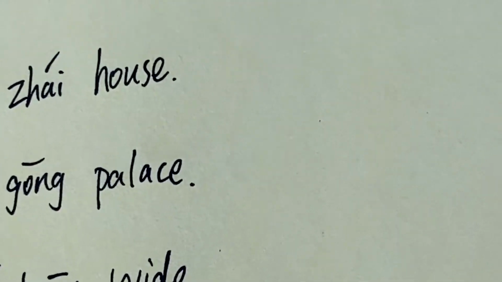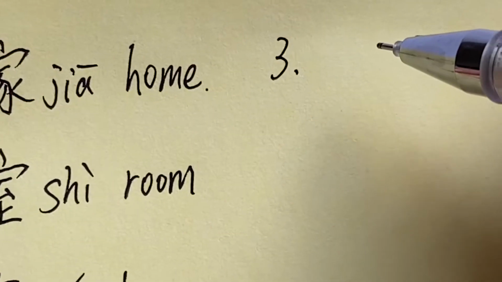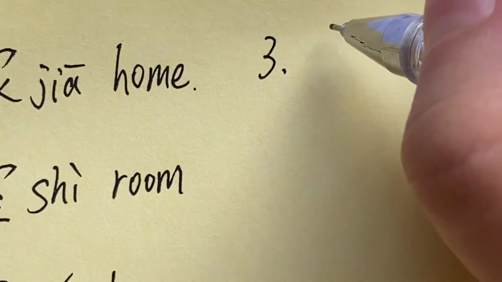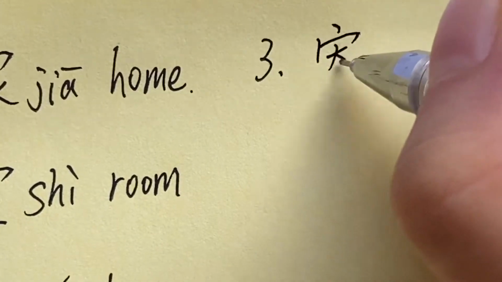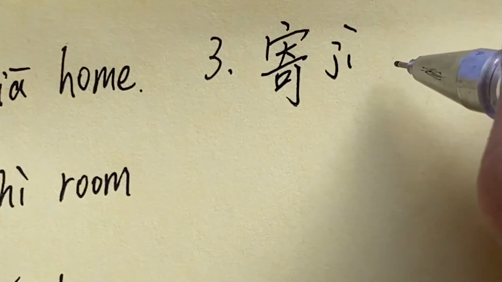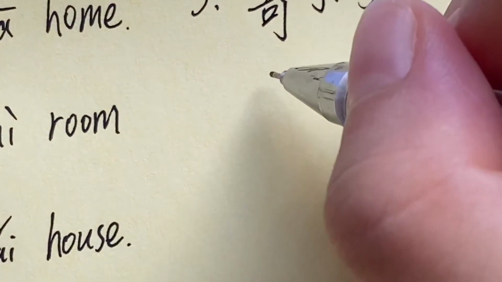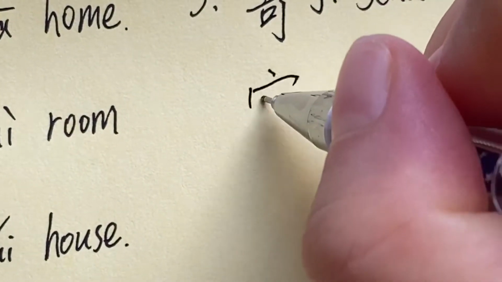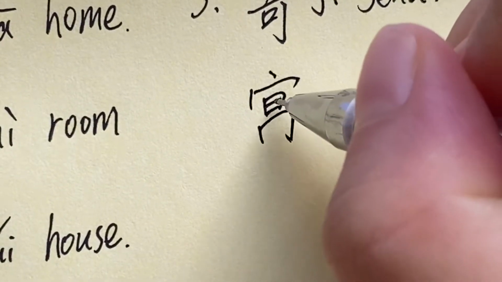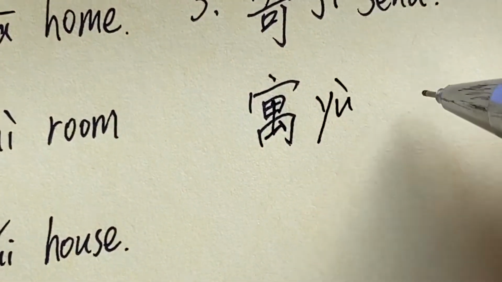Verbs related to house. For example, 寄 means send. 遇, live.